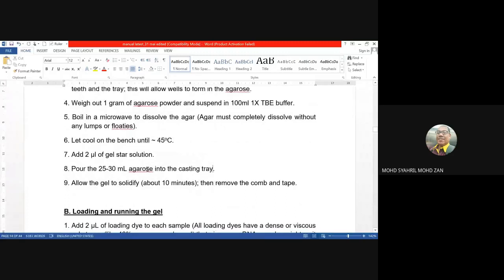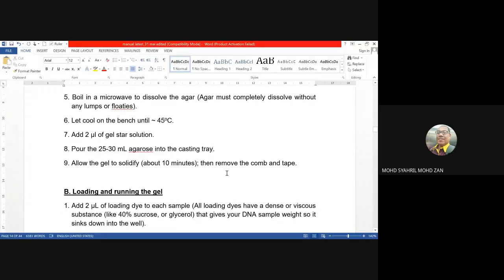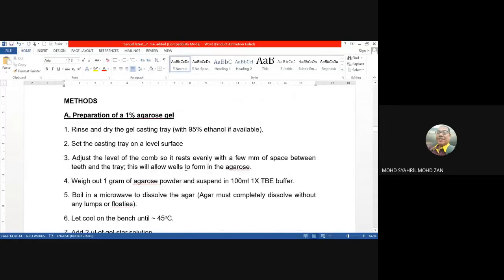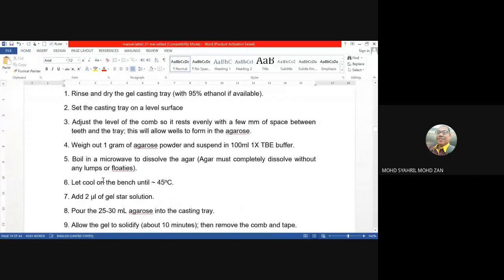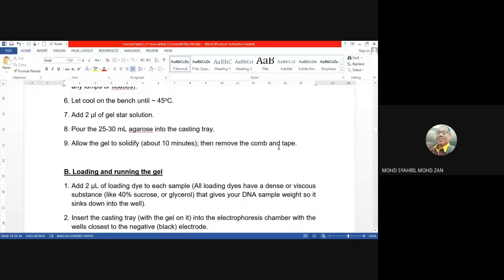Then pour 25 to 30 ml of agarose into the casting tray. Allow the gel to solidify for about 10 minutes and then remove the comb and tips. Why do we need the comb? The comb is to make a well, where we put the sample, which is DNA mixed with 6 times loading dye. Why do you need tips? The tips are to stop the agar from flowing out of the tray.